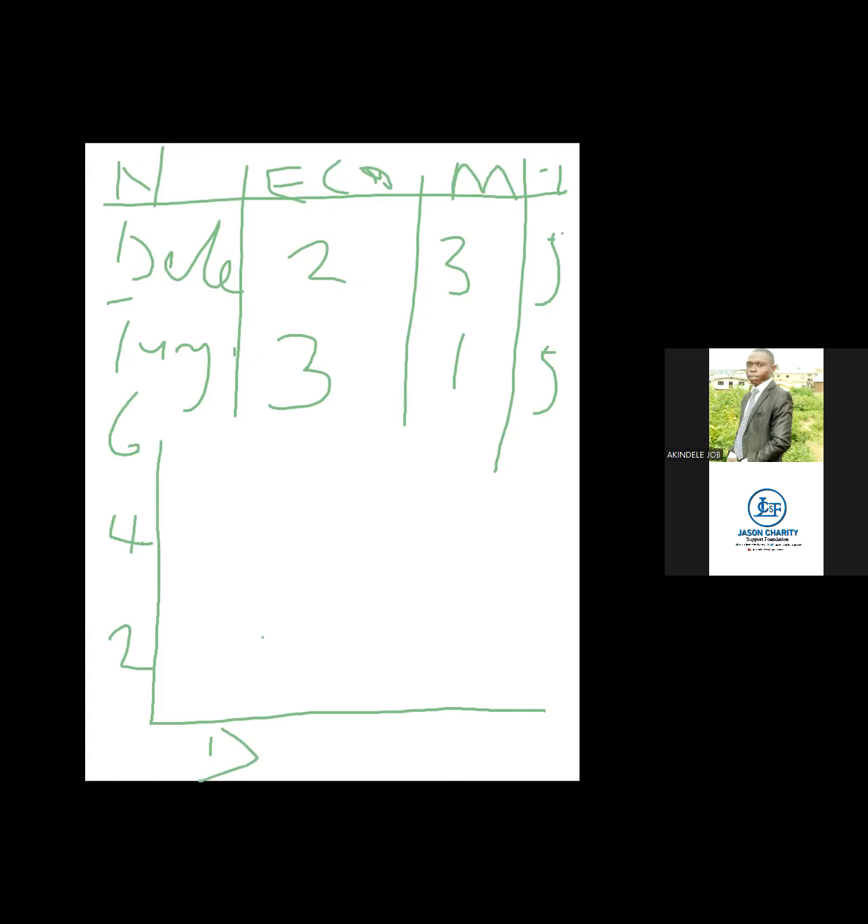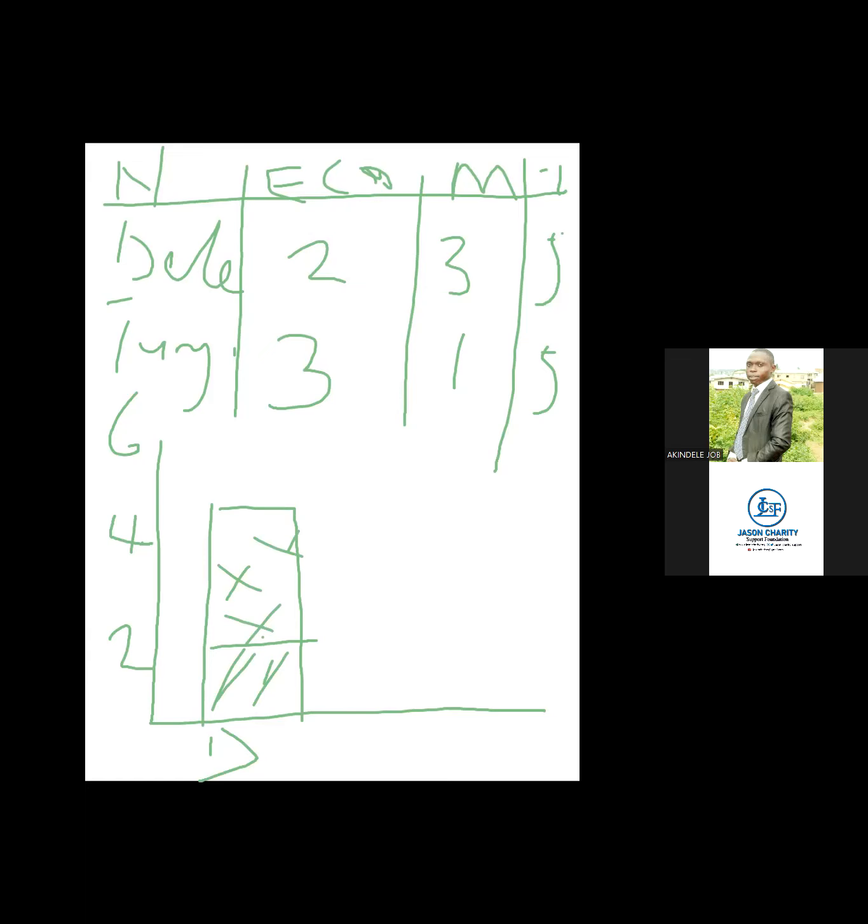In both economics and mathematics, Dele has a total of 5 marks. You have a height of 5 marks for Dele. But in economics, what is the score of Dele? 2. Yes. So you have Dele, you have economics, while this one represents mathematics. That is the first component. The first bar represents economics, and the second bar represents mathematics. So we have two components there.